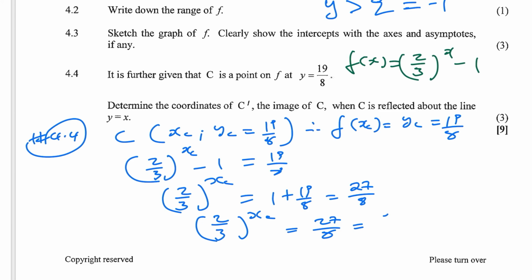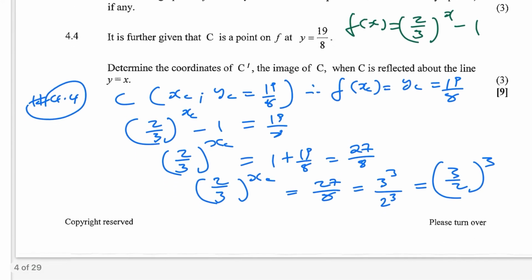If I say 3 power 3, that's 3 times 3 times 3, that is 27. And this could also be written as 2 power 3, which is 8, and this is the same as 3 over 2 power 3, okay?